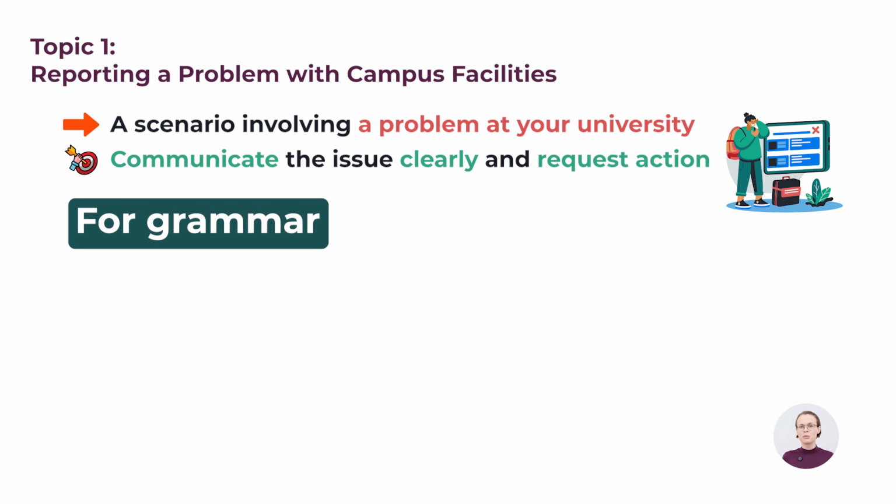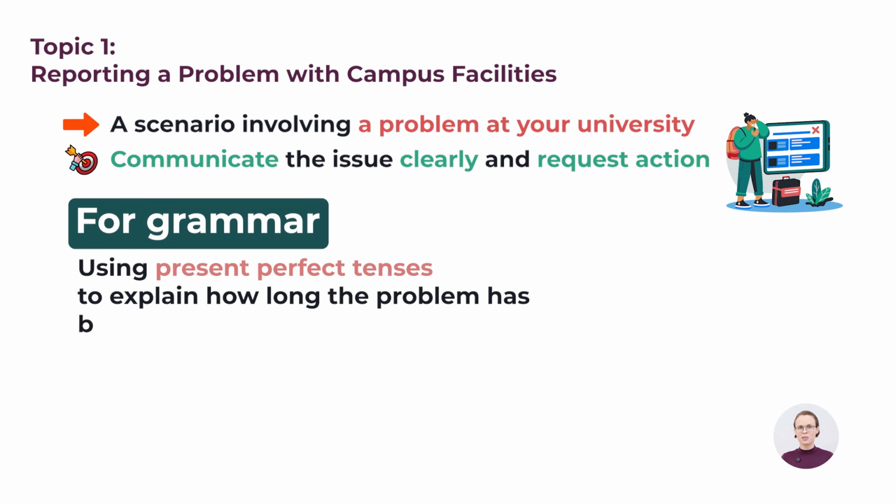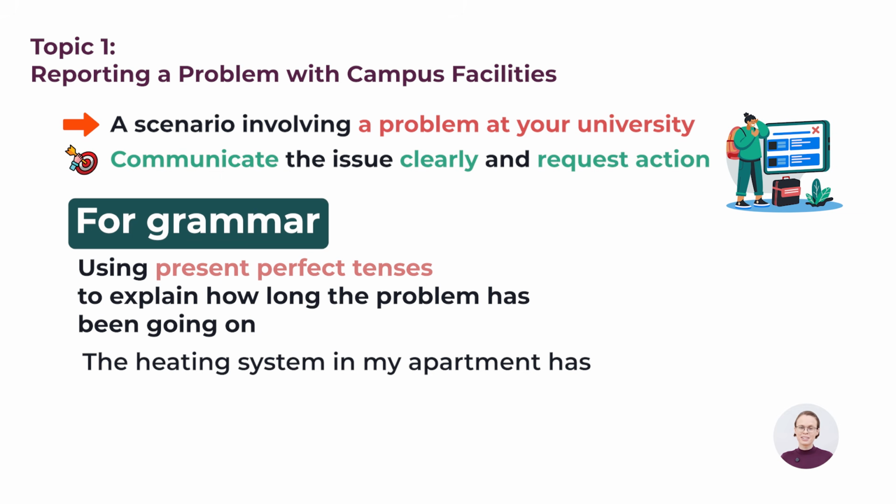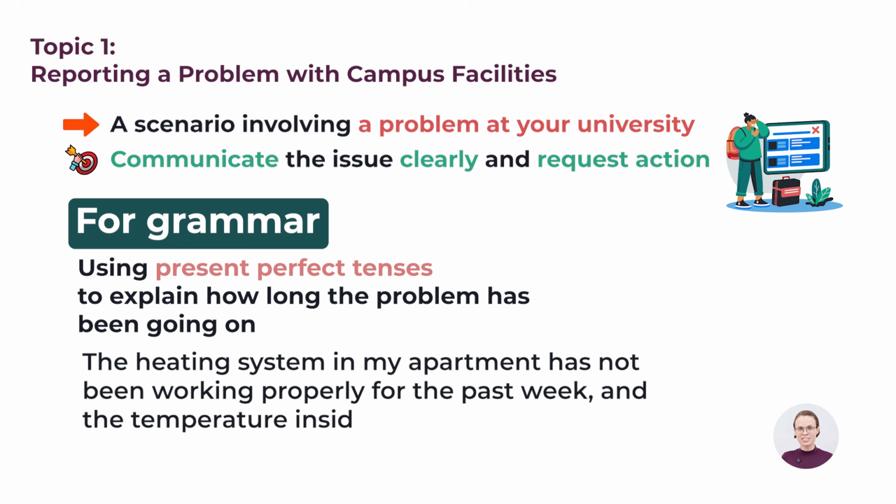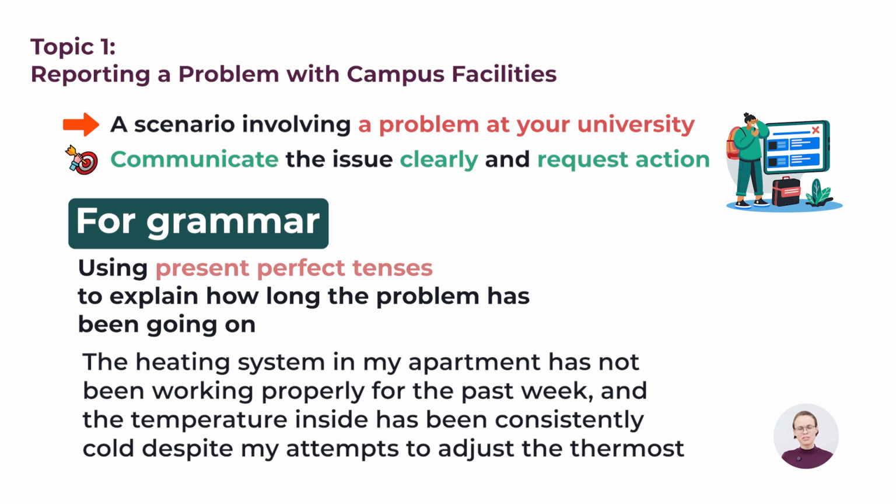For grammar, practice using present perfect tenses to explain how long the problem has been going on. For example, you can write, "The heating system in my apartment has not been working properly for the past week, and the temperature inside has been consistently cold, despite my attempts to adjust the thermostat."